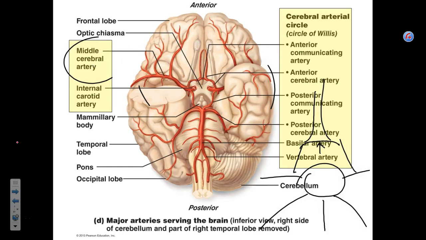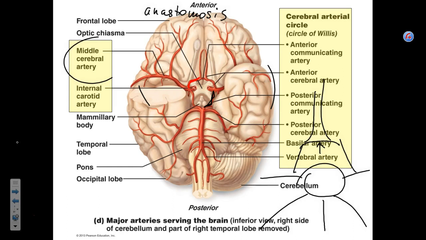Here, this is the structure that we can call anastomosis between the middle cerebral artery and anterior communicating artery. Posterior communicating artery is essentially an anastomosis. Anastomosis is, I'm going to spell it.